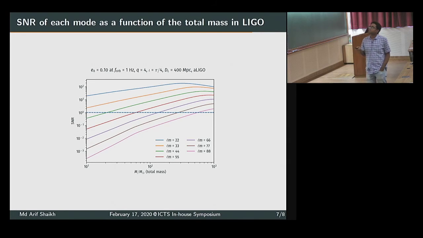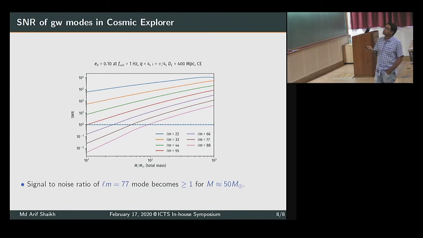So if we want to detect like 50 solar mass total mass, and we detect the higher order modes in LIGO band, then it's not possible. But if we go to Cosmic Explorer, which is a future generation detector, then we see that the SNR, the signal to noise ratio of the 77 mode, let's say this one, becomes greater than 1 at about 50 solar mass. So the key point is that in future detectors, we can detect the 88 mode for 50 solar mass total mass in the Cosmic Explorer.